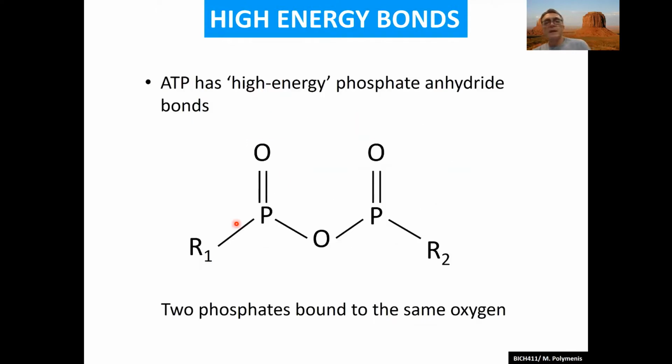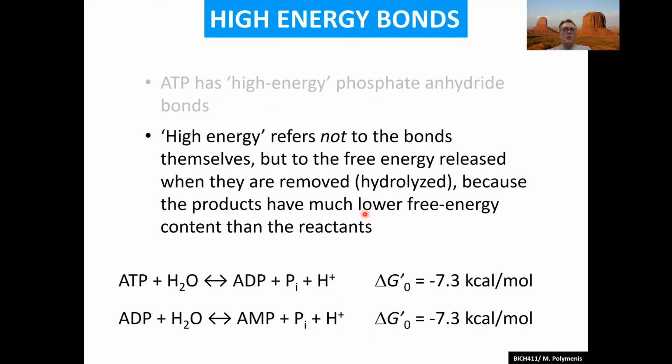So these high energy bonds are really phosphate anhydride bonds. And what does that mean? It's really 2 phosphates bound to the same oxygen. So these are the 2 phosphates bound to the same oxygen. So imagine that this would have been water if those were protons, but they're phosphates here. So high energy, there's nothing really special about these bonds. It does not refer to the bonds themselves, but really to the free energy that is released if the bonds are broken, if they're hydrolyzed.